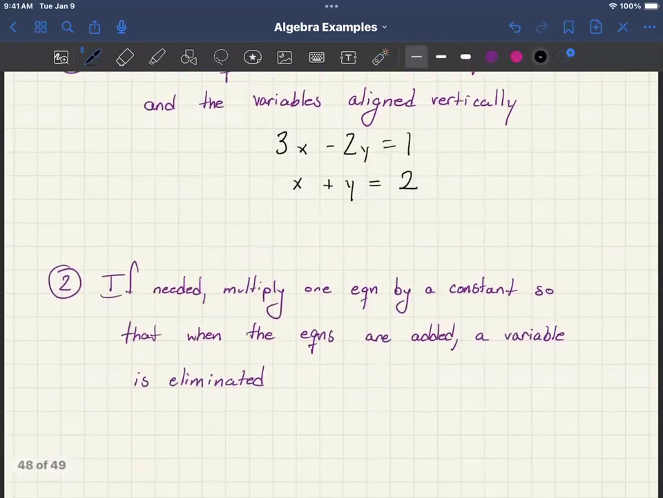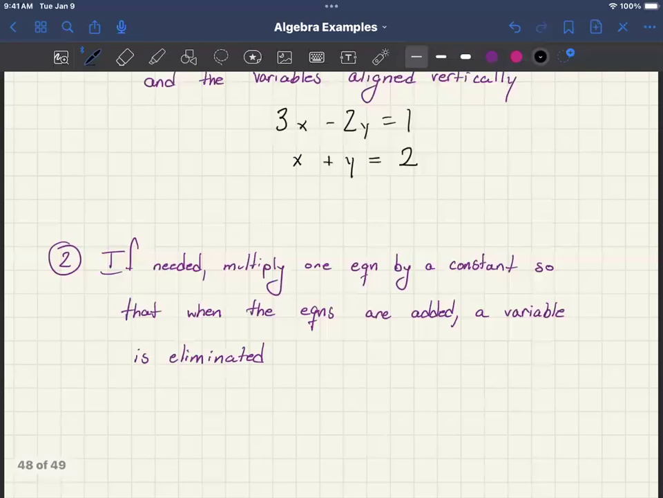Okay, next step. If needed, multiply one equation by a constant so that when the equations are added, a variable is eliminated. Looking up here, notice we could either multiply the second equation by a -3 and get rid of our x's, or we could multiply our second equation by a +2 and get rid of our y's. I'm going to multiply by a +2. It's going to be a little bit easier, I think. Somehow when you multiply by negative numbers, it just gets a little bit more funky in life.